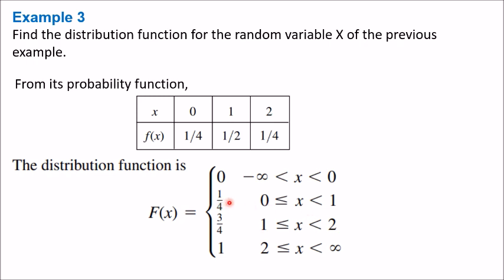And that is 1/4. And then, from 1 naman, from 1 up to less than 2, the probability is 3/4. And then next, from 2 up to positive infinity, kasi pinakamataas natin is 2. So from here up to the positive infinity na, the cumulative probability is 1. Cumulative siya. Okay, so that is what we call the distribution function.